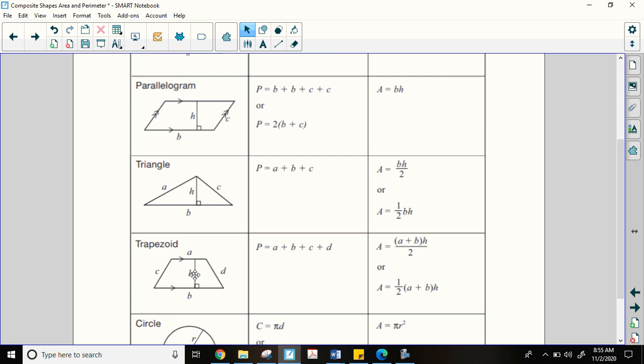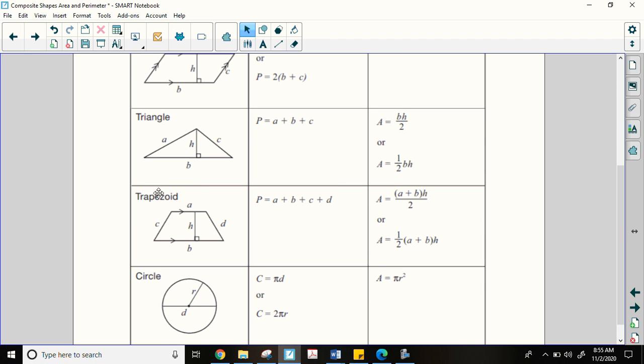Okay, and then a trapezoid. Trapezoids are still quadrilaterals. They have 4 sides, but they don't have those nice 90-degree angles or these same angles like you'd see in a parallelogram. They do have 2 sides that are parallel to each other. So again, if we're adding up all the sides around the outside to get the perimeter, easy peasy. But then we look over here at area, and there's 2 ways that you could write this equation.